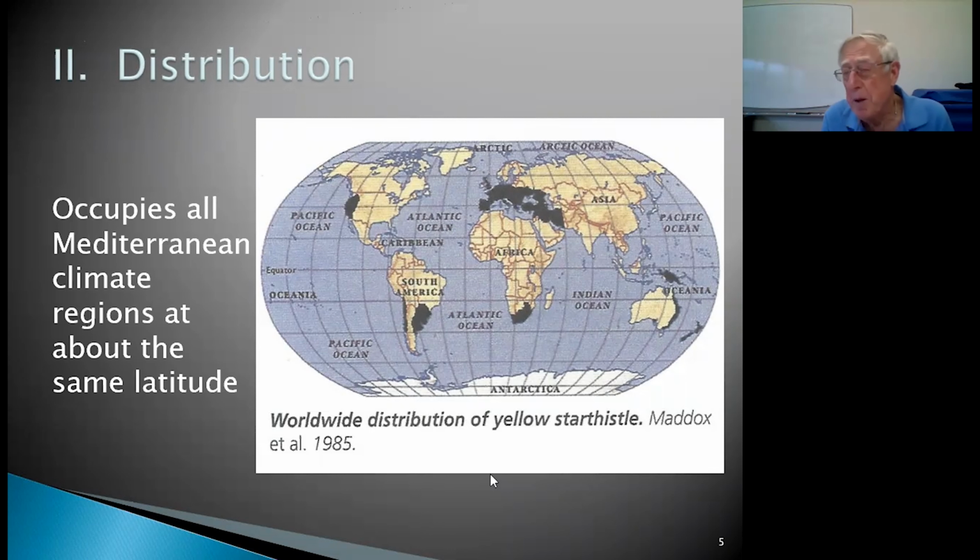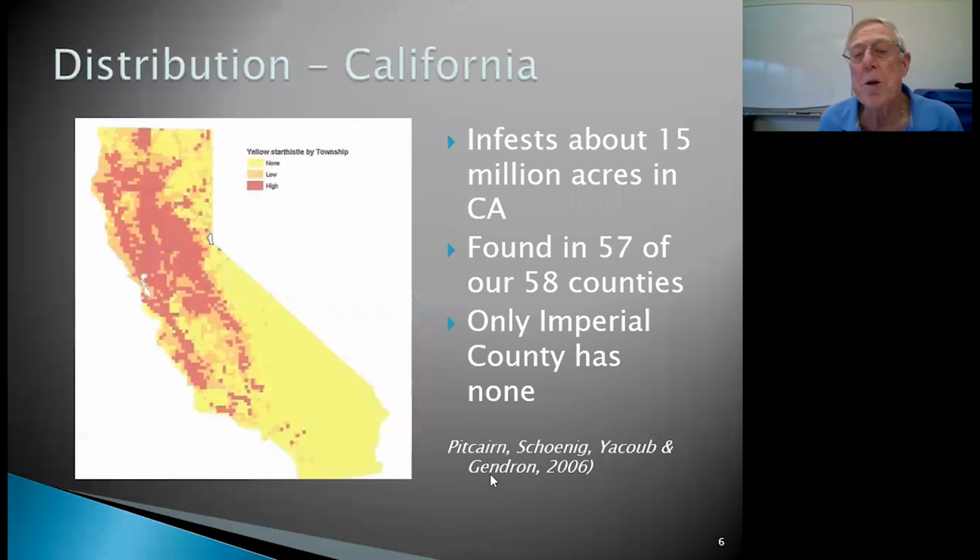So anyway, the bottom line is that by today, star thistle contaminates somewhere around 15 million acres of California. And it's found, as you can see from this slide, in about 57 or 58 counties. And again, this slide is 2006, so it's very possible it's in all 58 counties by now.